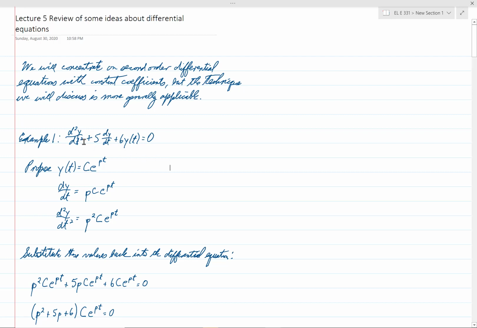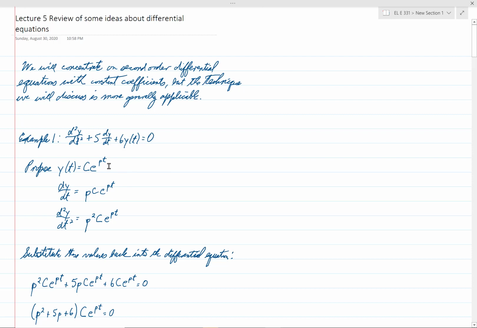Whenever you have a differential equation of this type, it's going to be useful to begin by proposing a solution of the form y of t equals c e to the pt. We're basically just guessing that this is going to work. And in fact, with equations of this type, this will always be useful. So in order to substitute that now for y, we're going to need to know what's dy/dt and what's d squared y/dt squared. So let's go ahead and compute those.